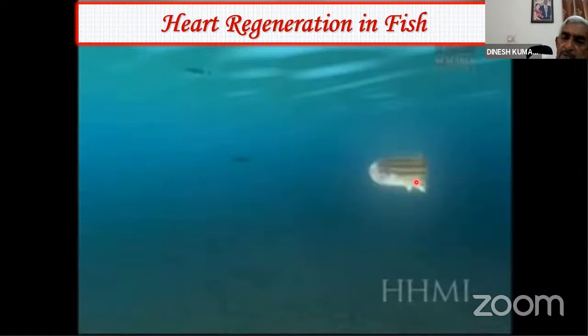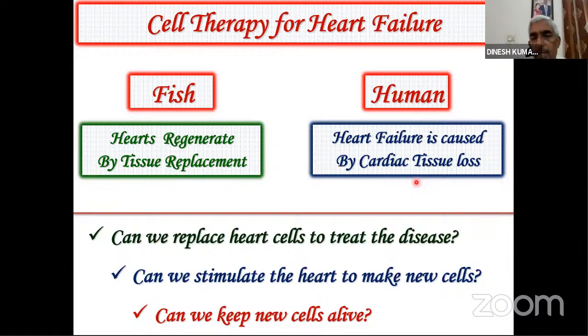Whereas if you cut the heart of a man, it is not able to regenerate. So we can use heart cell therapy for heart failure. The heart regenerates by tissue displacement in the fish, whereas in humans, heart failure is caused by cardiac tissue loss. So can we replace heart cells to treat the disease? Can we stimulate the heart to make new cells? Can we keep new cells alive?